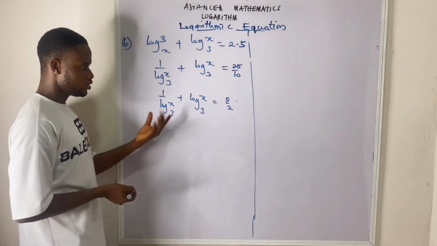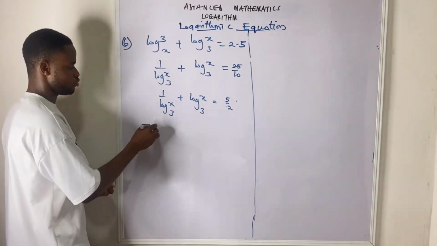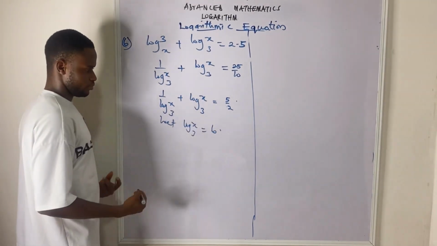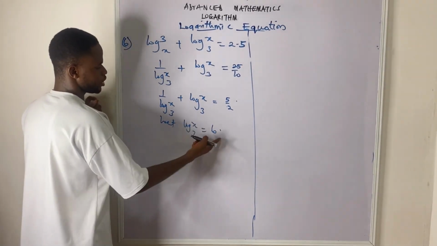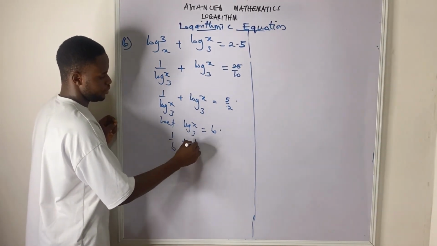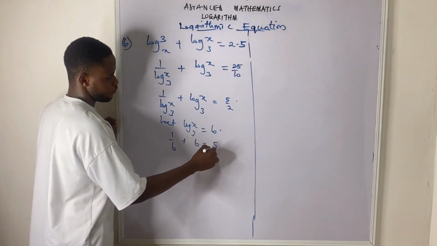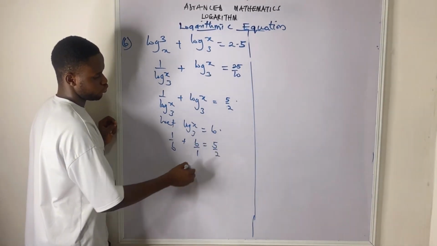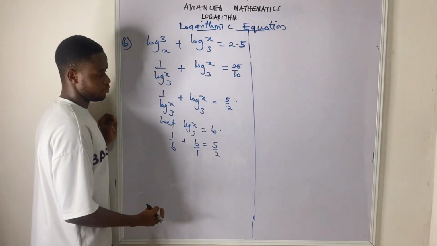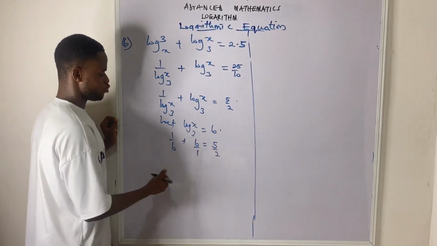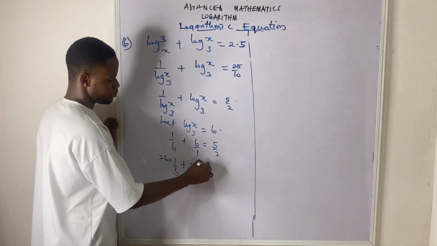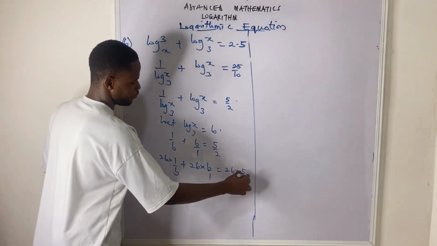The best way we can solve this to make it easier for you is to let log s base 3 be any letter. So representing log s base 3 as b, you can simply have 1 over b plus b equals 5 over 2. So same fraction, put over 1 here. And all you need to do here is to multiply through by the LCM. LCM of b, 1 and 2 is 2b. So multiply through by 2b. So we're having 2b times 1 over b plus 2b times b over 1 equals 2b times 5 over 2.